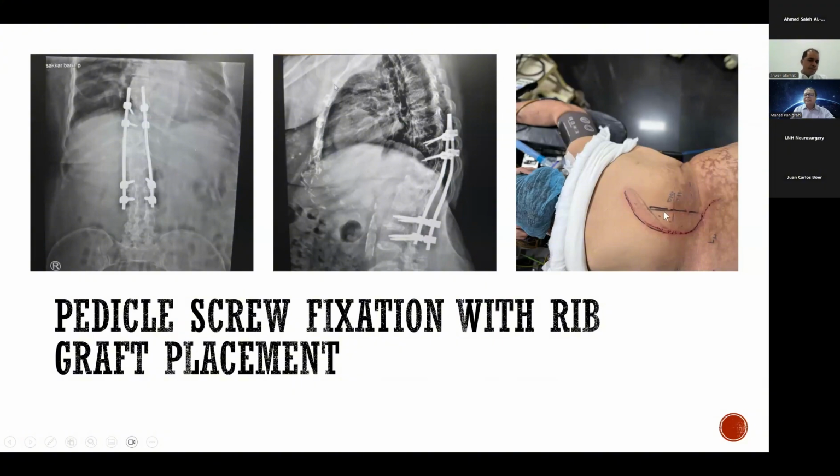then dissect the muscle from midline, make a transverse incision along the rib, and excise the rib, as I explained, and use that rib as a graft after the diseased bone is removed, and then do fixation with 2 levels above and 2 levels below for stabilization.